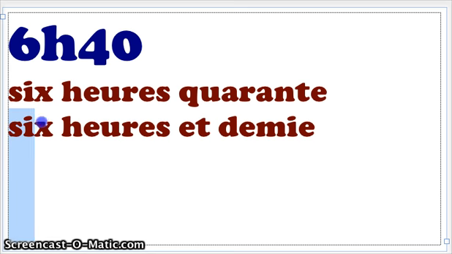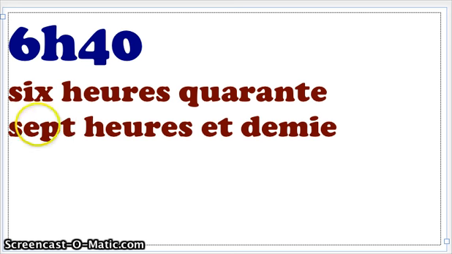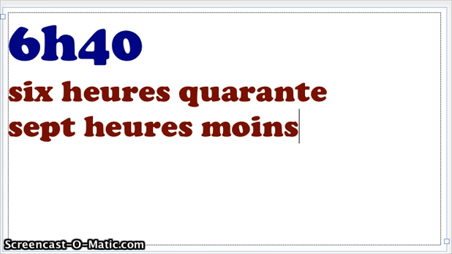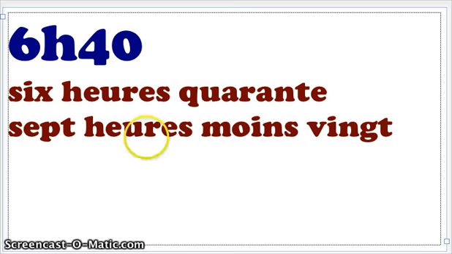If we want to say 20 minutes till 7, we can't say 6 heures anymore because we're using 7 as the hour. So we would say instead 7 heures. Then a handy expression, moins, and moins simply means minus. 7 heures moins 20, because it's 7 hours minus 20. And that's the French way of saying 20 minutes till 7. You go to the next hour and you tell how many minutes less it is. 7 heures moins 20. 7 hours minus 20. So you have two ways that you can say 6:40.